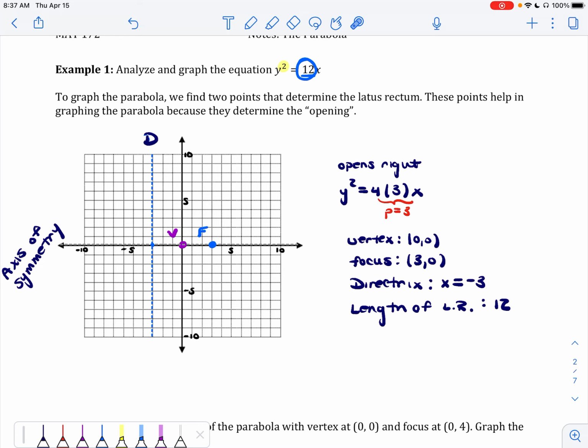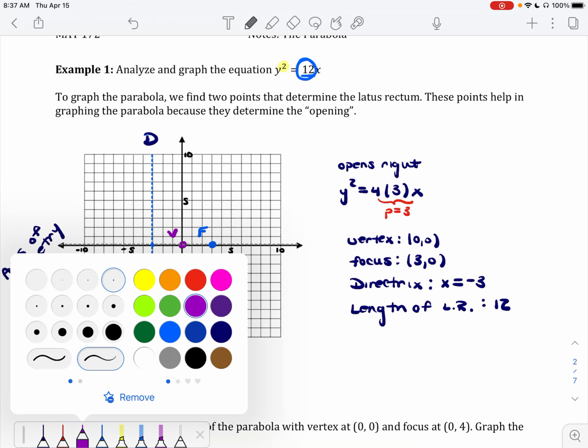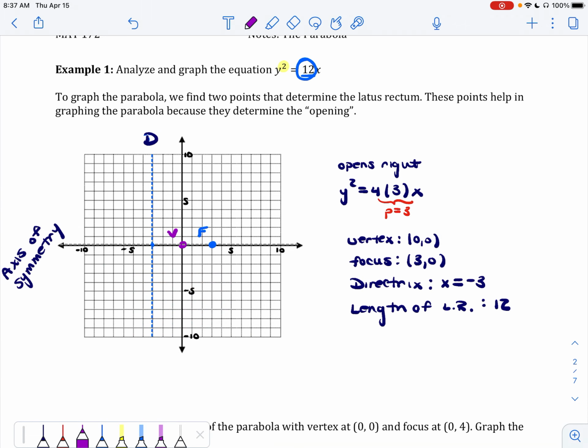So if it's 12 units total, that means from the focus, we're going to go 6 units up and 6 units down to find the 2 points on the latus rectum. Okay, so half of that total distance in either direction. So let's go ahead and count that out. From the focus, I'm going to go 6 units up. That'll be the top point of the latus rectum. And then from the focus, I'm going to go 6 units down. And that'll be the bottom point of the latus rectum.